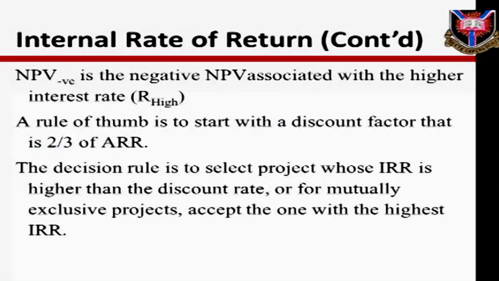A rule of thumb is to start with a discount factor that is 2/3 of ARR. The decision rule is to select projects whose IRR is higher than the discount rate, or for mutually exclusive projects, accept the one with the highest IRR.